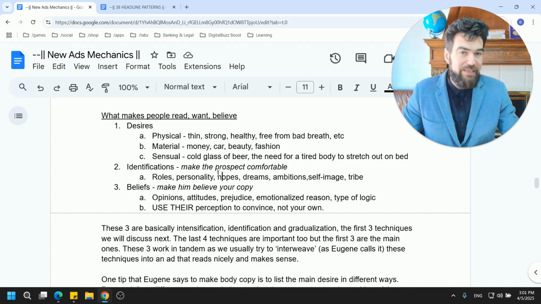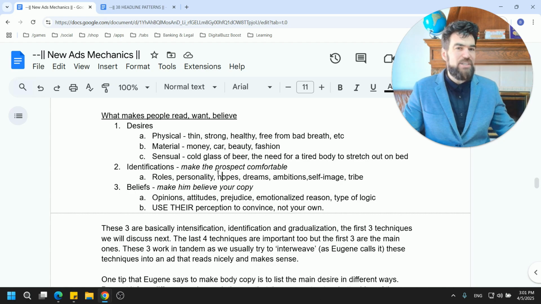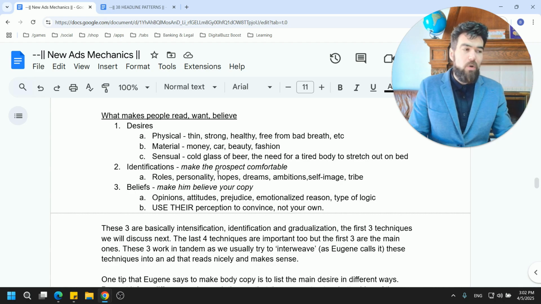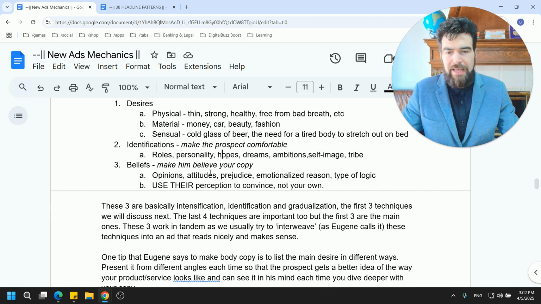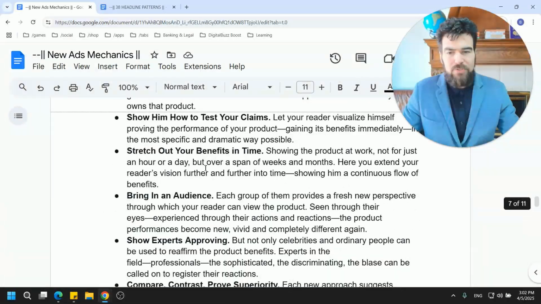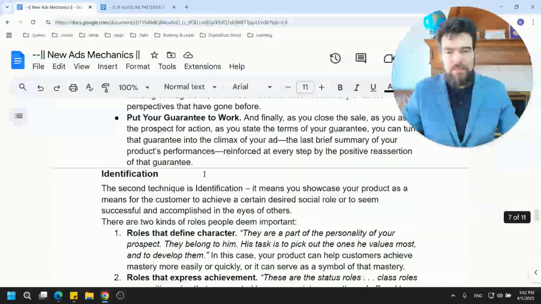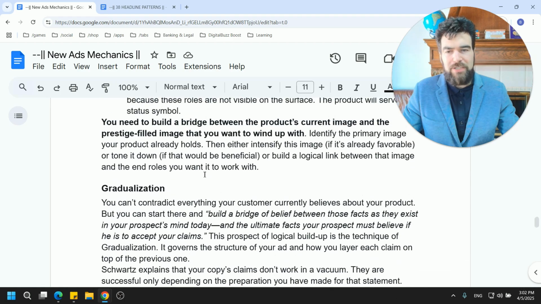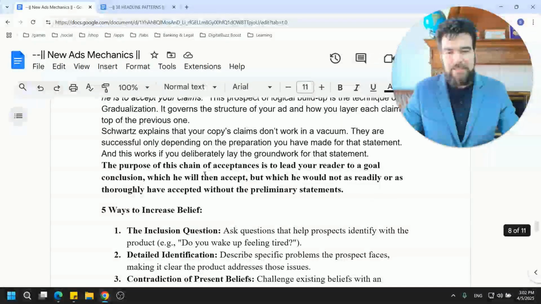And then the third one is beliefs, which is gradualization. The technique is called gradualization, and this means gradually leading someone from their current beliefs to a more beneficial belief or more clear belief about your product. And we do that by leading them gradually. Those are the most important 3 for creating good body copy. So that's intensification here, identification for beliefs, and gradualization for beliefs and identification for personality.